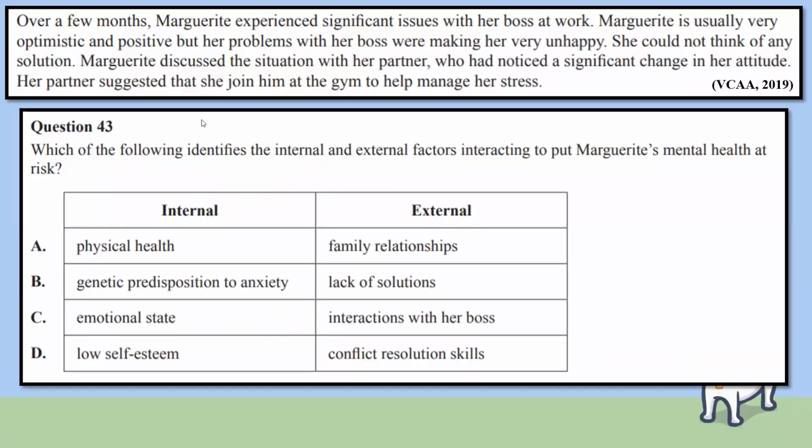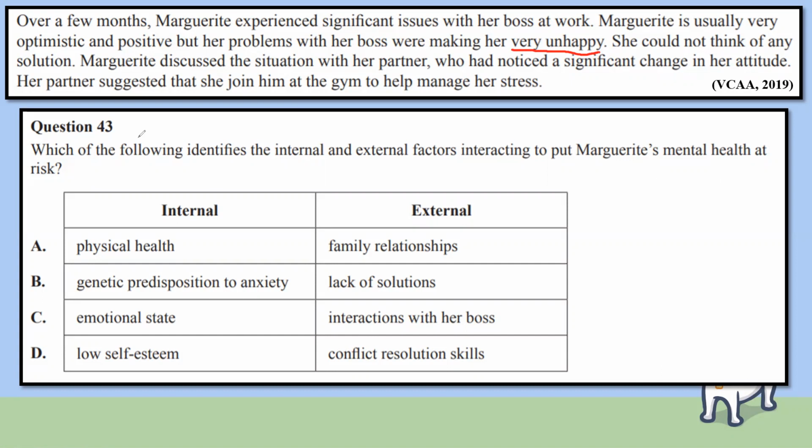All right, so this was a scenario about a girl called Marguerite. Marguerite experienced significant issues with her boss at work. She's usually a very positive, optimistic kind of person, but her problems with her boss were making her very unhappy. Now that's an interesting word, which we'll need later on. She could not think of any solution. Marguerite discussed the situation with her partner, who had noticed a significant change in her attitude. Her partner suggested that she join him at the gym.